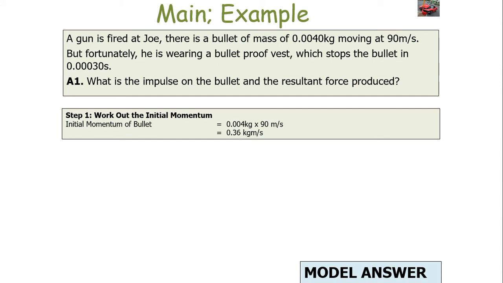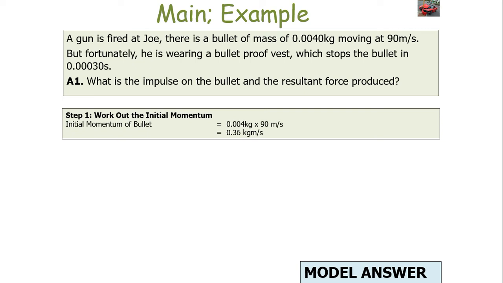There's a bullet of mass 0.0040 kilograms moving at 90 meters per second. But fortunately, he is wearing a bulletproof vest, which stops the bullet in 0.00030 seconds. What is the impulse, the change in momentum on the bullet, and the resultant force provided?